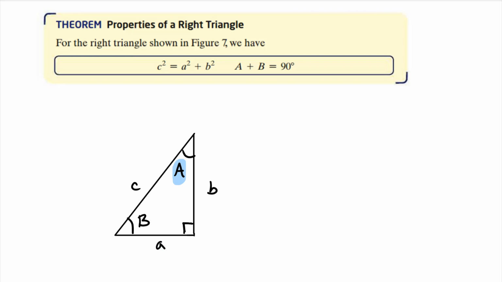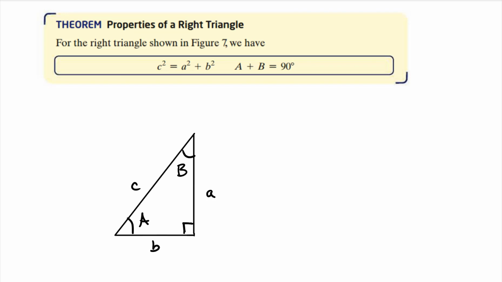Now A and B, well, they don't have to be there. I could switch these and I could call this angle B and this side B, and then call this one angle A and this side A. Doesn't make any difference. The only one that's fixed is the C. So, cool. And then we should know a couple other things.